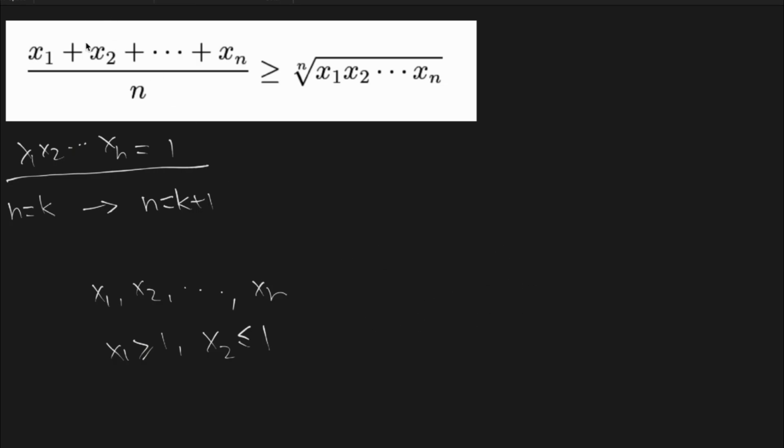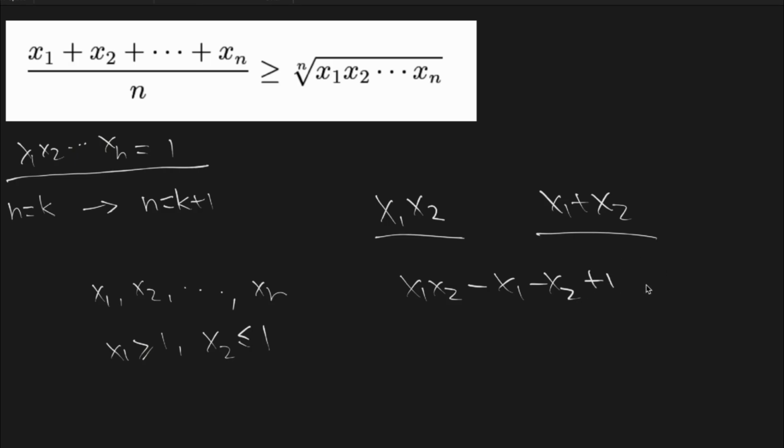And so what we're going to do is that, for example, if we do x1 times x2, and then we also take a look at x1 plus x2, then there's a factorization that we can do to compare these two quantities. In particular, we have that x1 x2 minus x1 minus x2 plus 1. This thing can be factorized into (x1 minus 1) times (x2 minus 1).